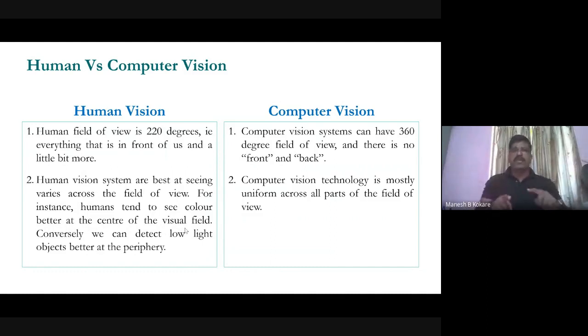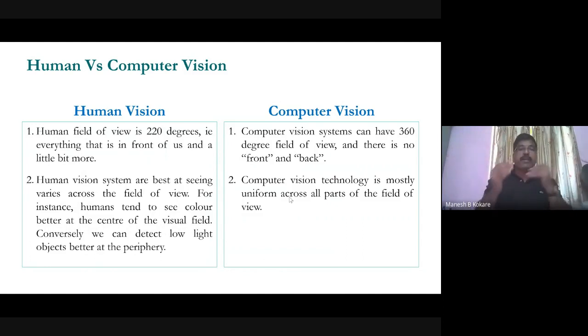Whereas in computer vision, as I told you, there is no concept of rods or cones. There are only three sensors, that is RGB color sensors. We can say that these are the cones in computer vision. And it's not concentrated only at the center, nor is it less at the periphery. In a computer vision system, this concentration is uniform across all parts of the field of view. You know that the field of view of a computer vision system may be 360 degrees, whereas the field of view of the human vision system is only 220 degrees.